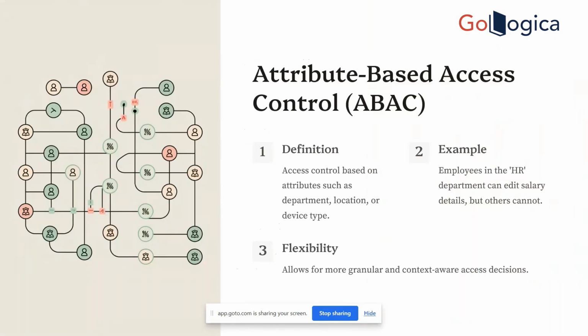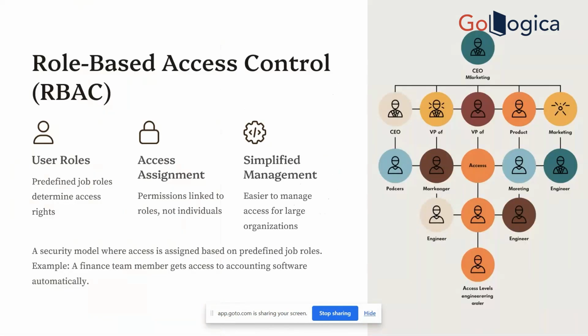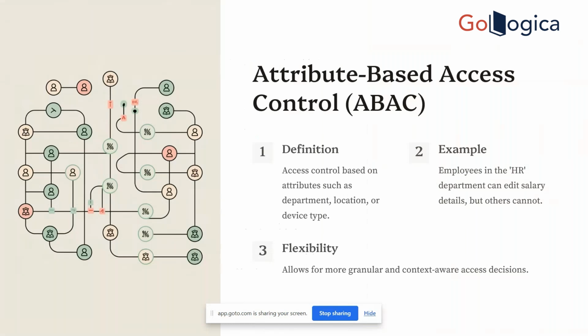Now there is one more term, we call it attribute based access control. There should be some role. What's your role over here? You are a finance team member, correct? This is your role. You are an accounting person. That's why according to your role this software access is granted to you. Similarly, attribute based access control basically means access control based on attributes such as department, location, device type. For example, the HR department can edit salary details but others can't.